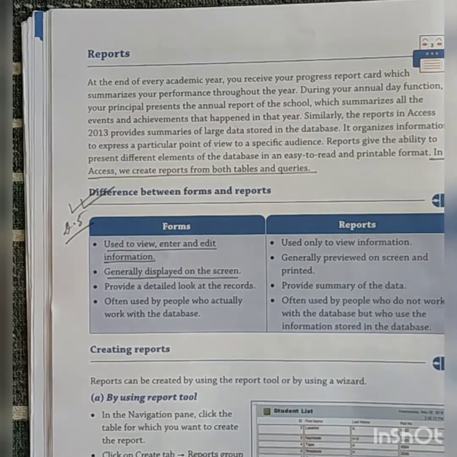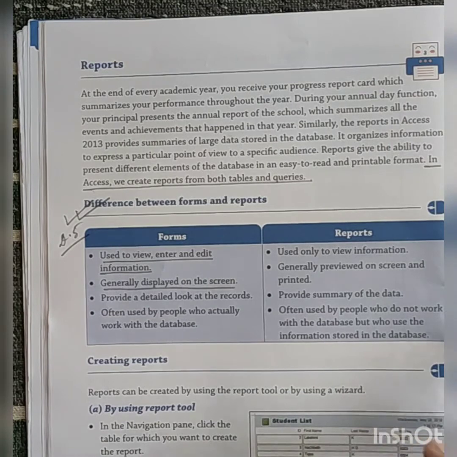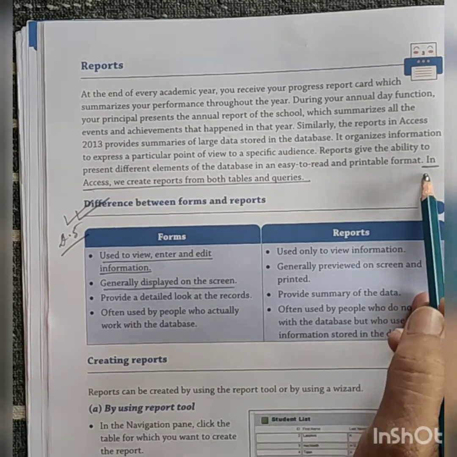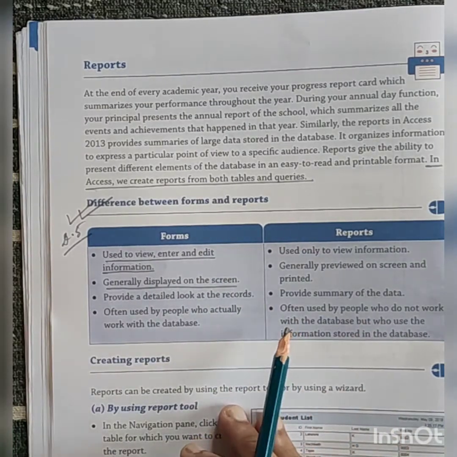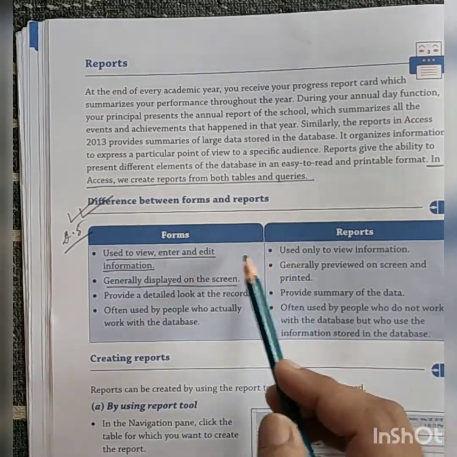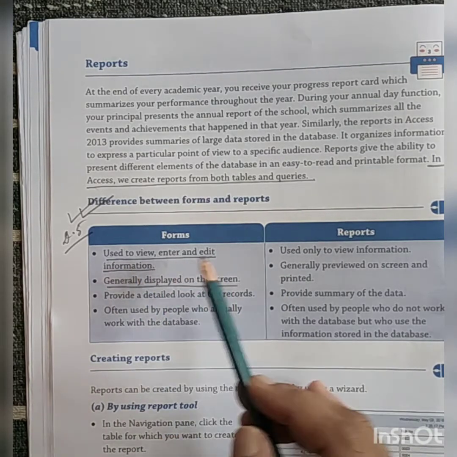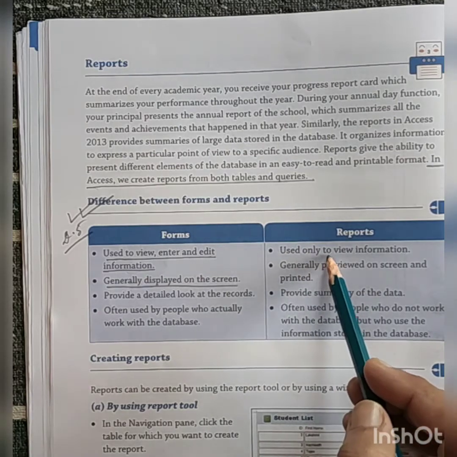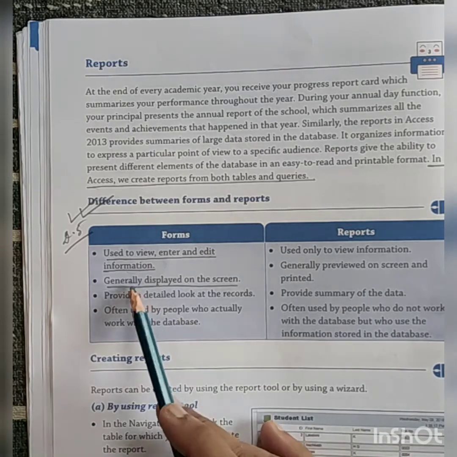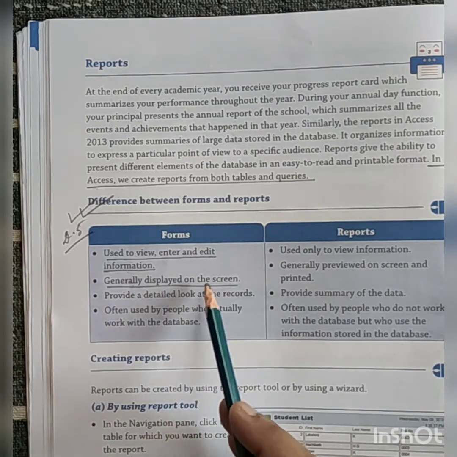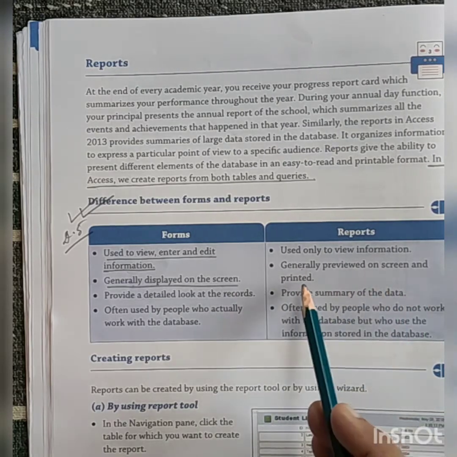Next we have reports. Report means, like the report cards you get after the exam. Let me distinguish between them to help you understand. A form is used to view, edit and enter information, and a report is used only to view information. Forms are generally displayed on the screen, and reports are generally previewed on screen and printed.